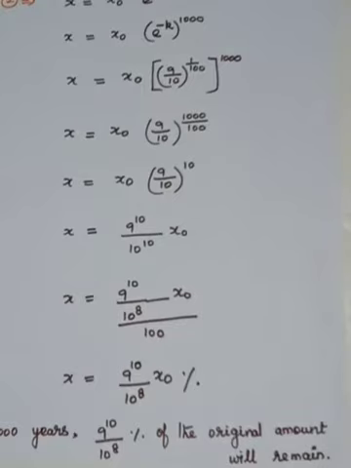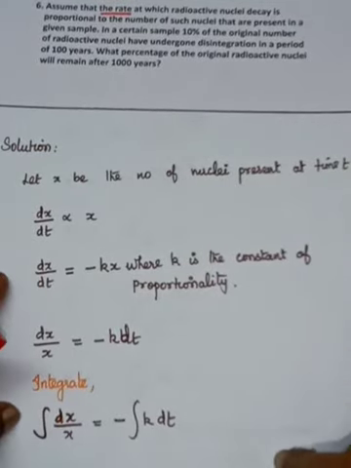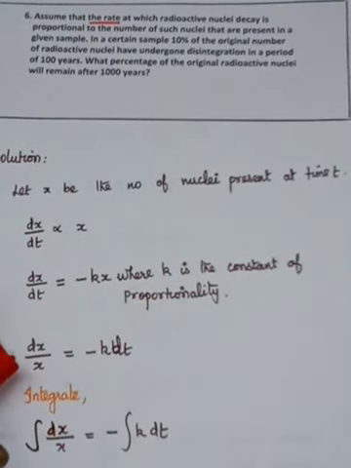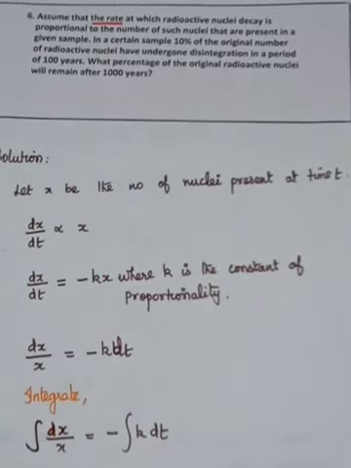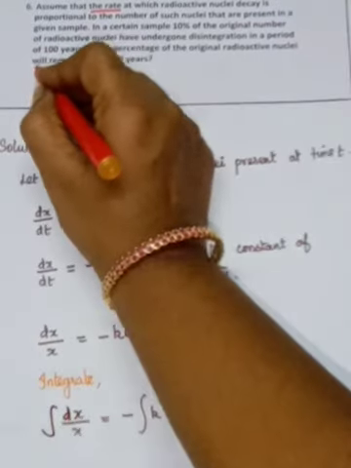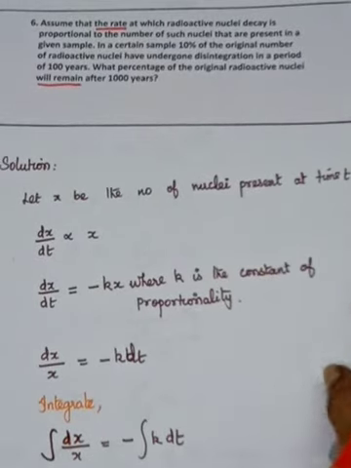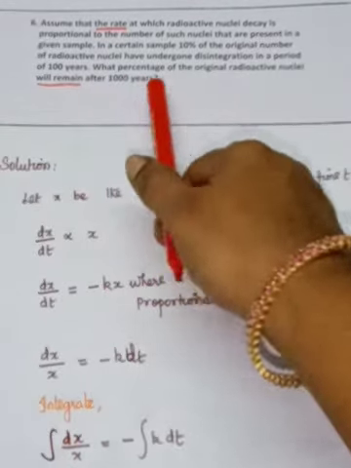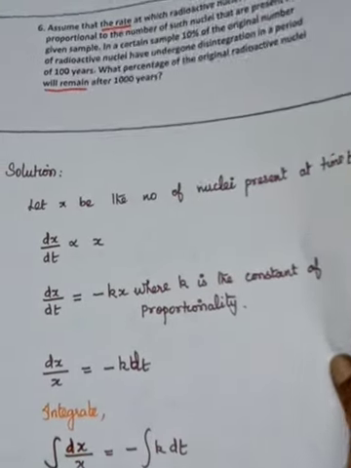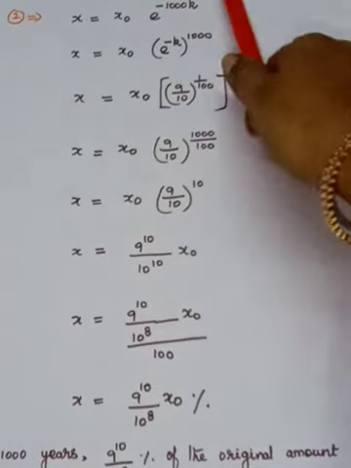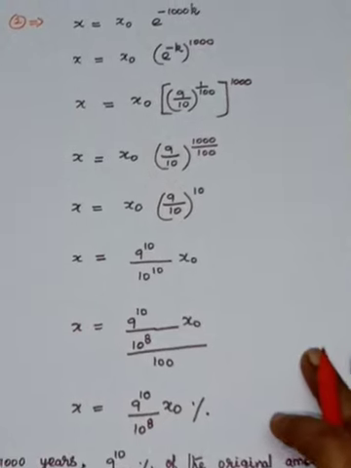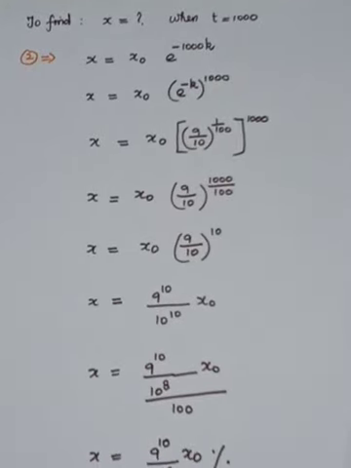And what is asked? You see that in the question, what percentage of the original radioactive nuclei will remain? So here what is asked? Will remain. How much will be present? They didn't ask how much is gone. So how much is present after 1000 years? So when t is equal to 1000, you have to find what x is. x is equal to what when t is equal to 1000? So it has to be substituted in the second equation.